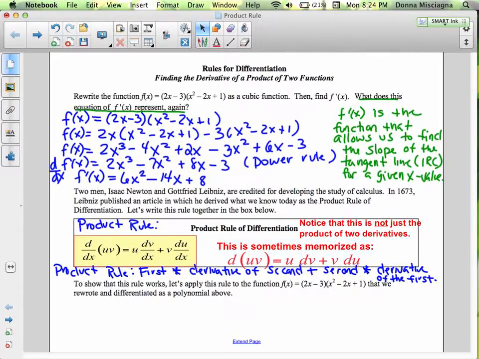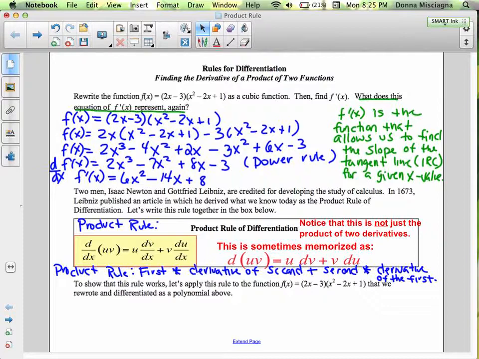Notice that this is not just the product of two derivatives. Sometimes students remember it as u dv plus v du. So the first times the derivative of the second plus the second times the derivative of the first. We just have to make sure that each term is multiplied by the derivative of the other term. And then we add the two together.